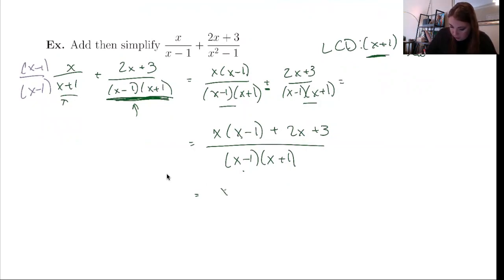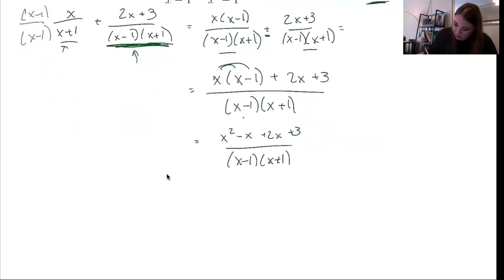So what I'm going to do is I'm actually going to distribute this x. So I'll get x squared minus x plus 2x plus 3 over x minus 1, x plus 1. And then that'll give me x squared plus x plus 3 over x minus 1, x plus 1.